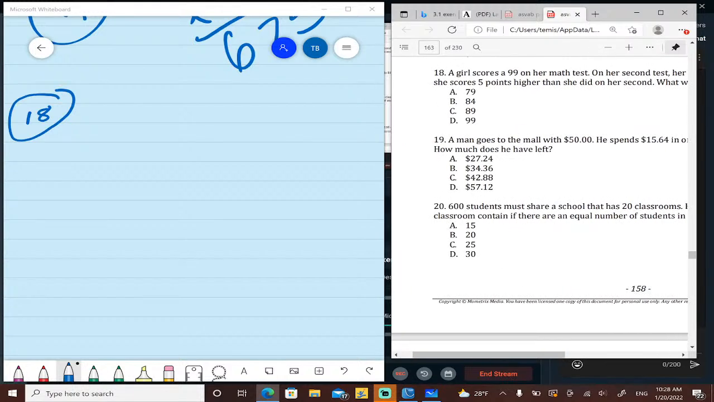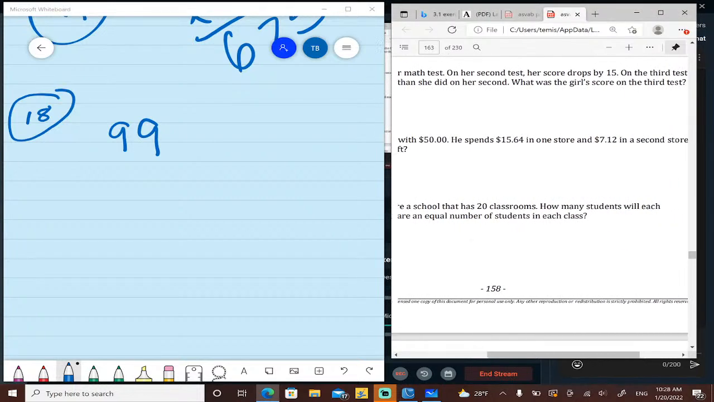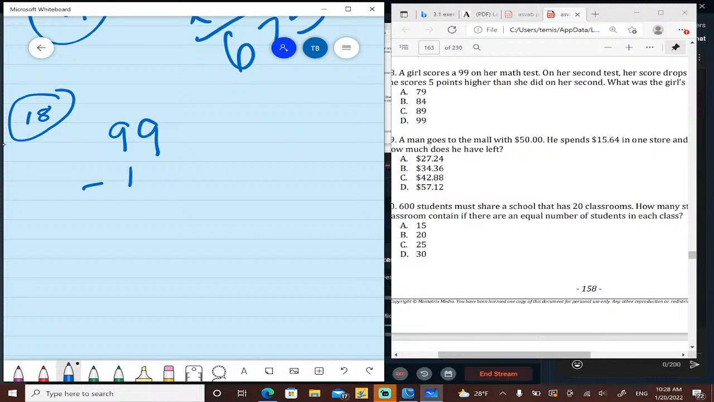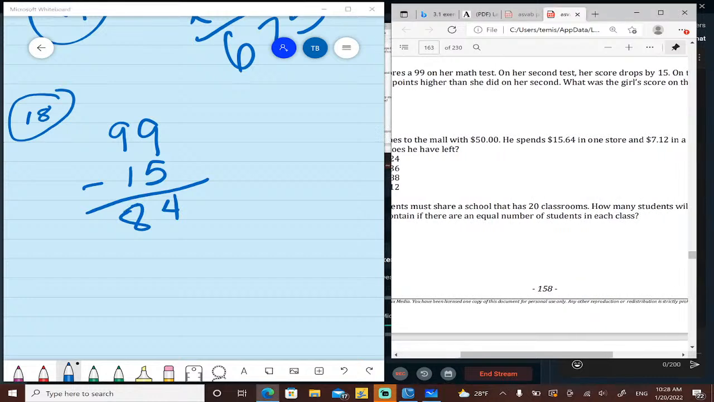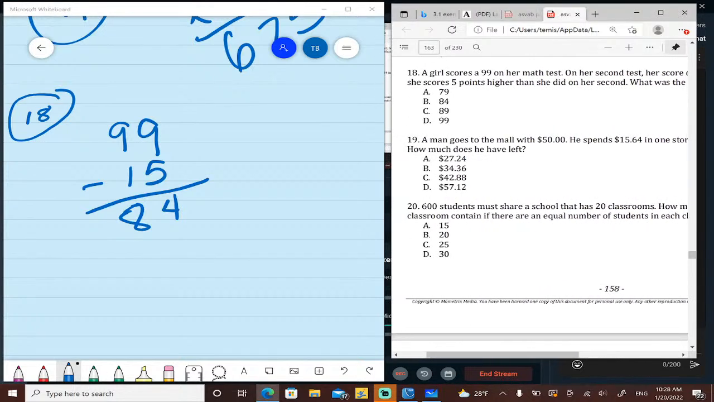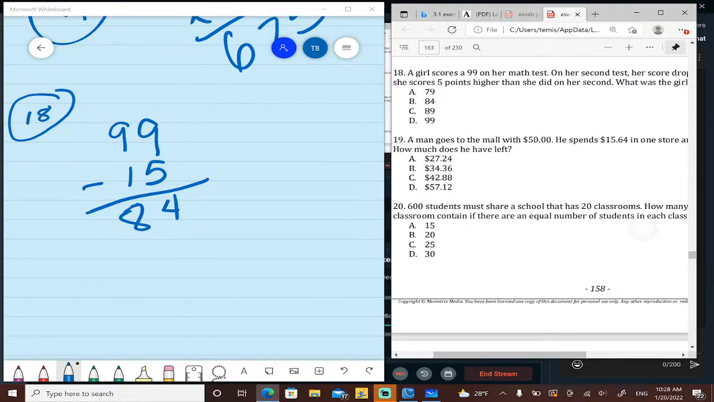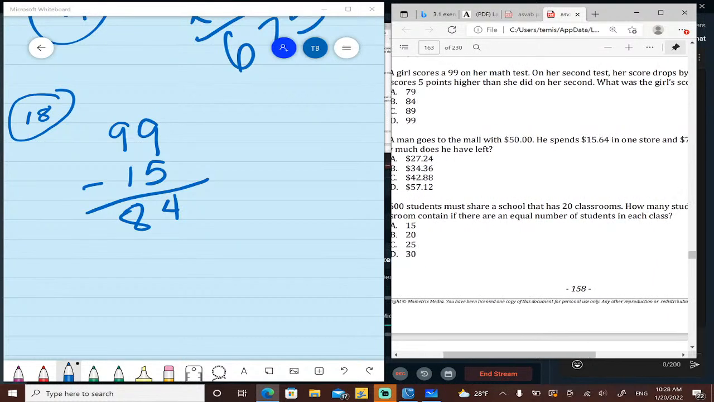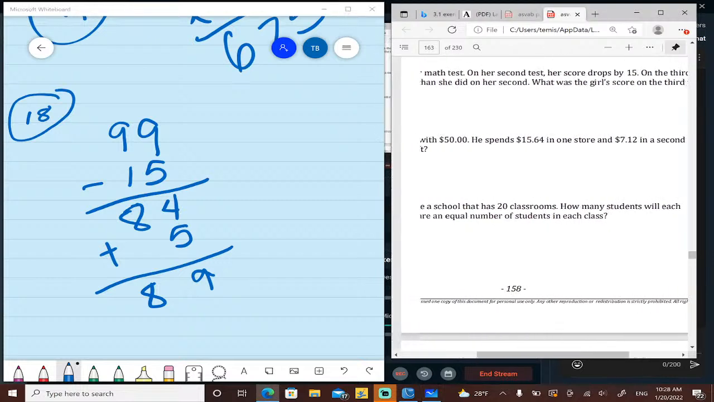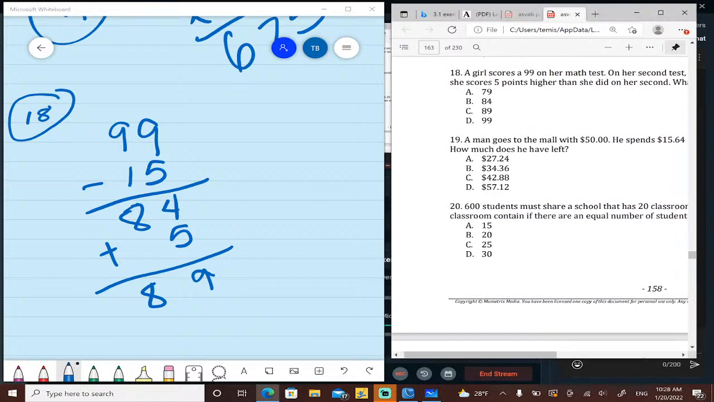Well, let's see. So the first test she had 99, right? It says on her second test it dropped. Dropped is a subtraction. Dropped by 15. So that's 84, which is still a B. And on the third test, she scores 5 points higher than she did on that second one. So 5 points higher than this. Higher means add. 89. And it says, what was the girl's score on the third test? Well, we can clearly see that that's answer choice C.